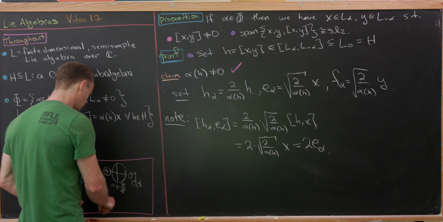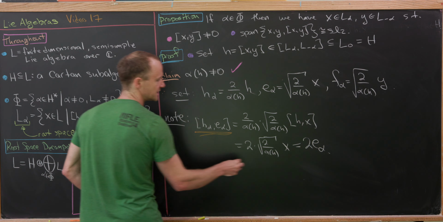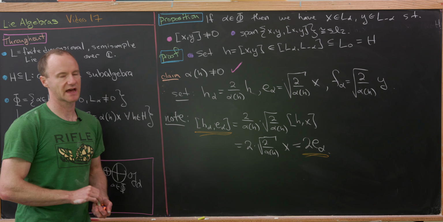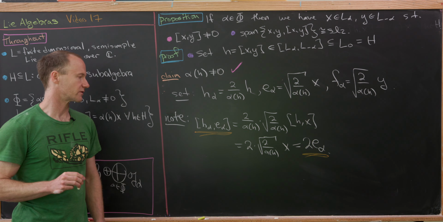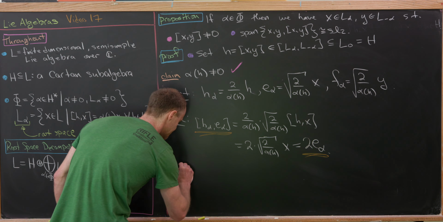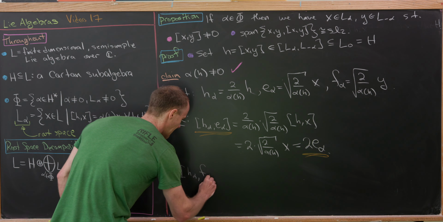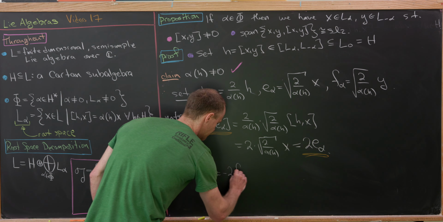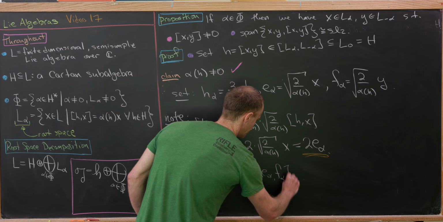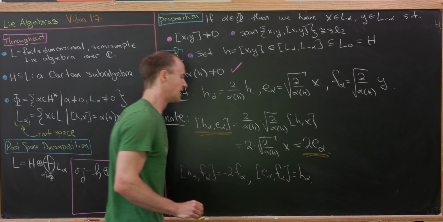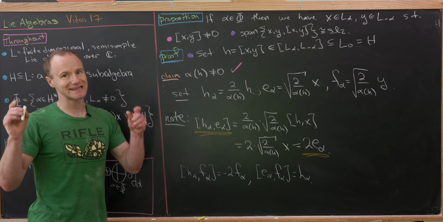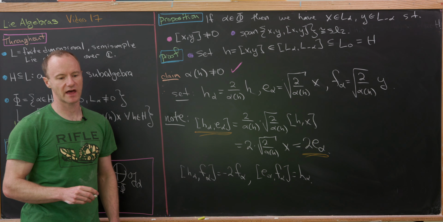But look, going from here to here is exactly what we need for this H alpha and E alpha to have the right bracket relations for SL2. And then, like I said, I'll leave it as a homework exercise to check that the bracket of H alpha with F alpha is minus 2 F alpha, and then the bracket of E alpha with F alpha is in fact H alpha. And that'll complete everything we need for this to be a so-called SL2 triple inside of L.